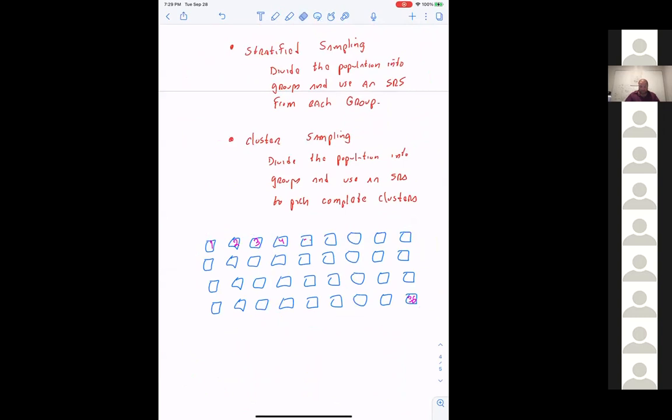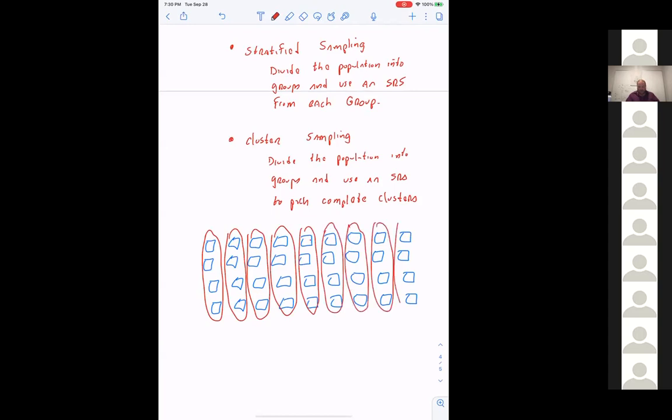suppose I want to pick 12 people from the class. So what I might do is first divide them into clusters of 4 each. And then I don't pick part of each cluster, but rather I choose the groups. I pick the complete clusters. Okay, I have 9 clusters here, so I'll randomly choose 3 of them and I'll take the entire clusters.